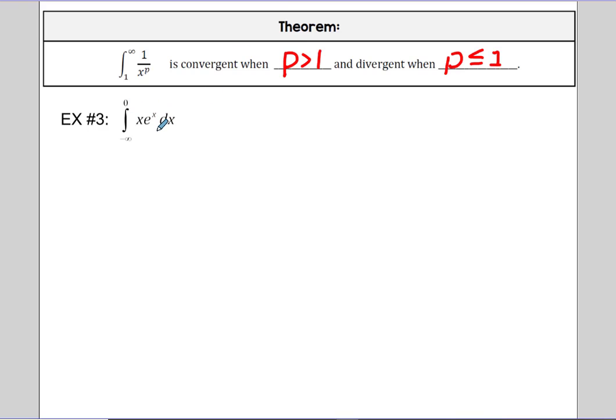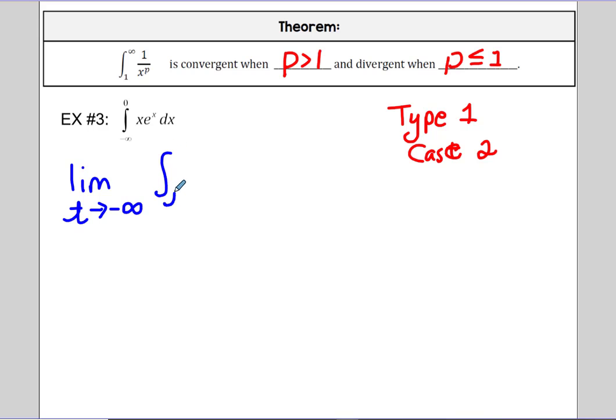If you go back to your table, you'll see that this is type 1. So we have an improper integral. It's a type 1, and it's case number 2, I believe. So we want to rewrite the improper integral as the limit, and this time we'll use t, as t goes to negative infinity, and we're going to go from t to 0, x e to the x dx. So we want to integrate that.